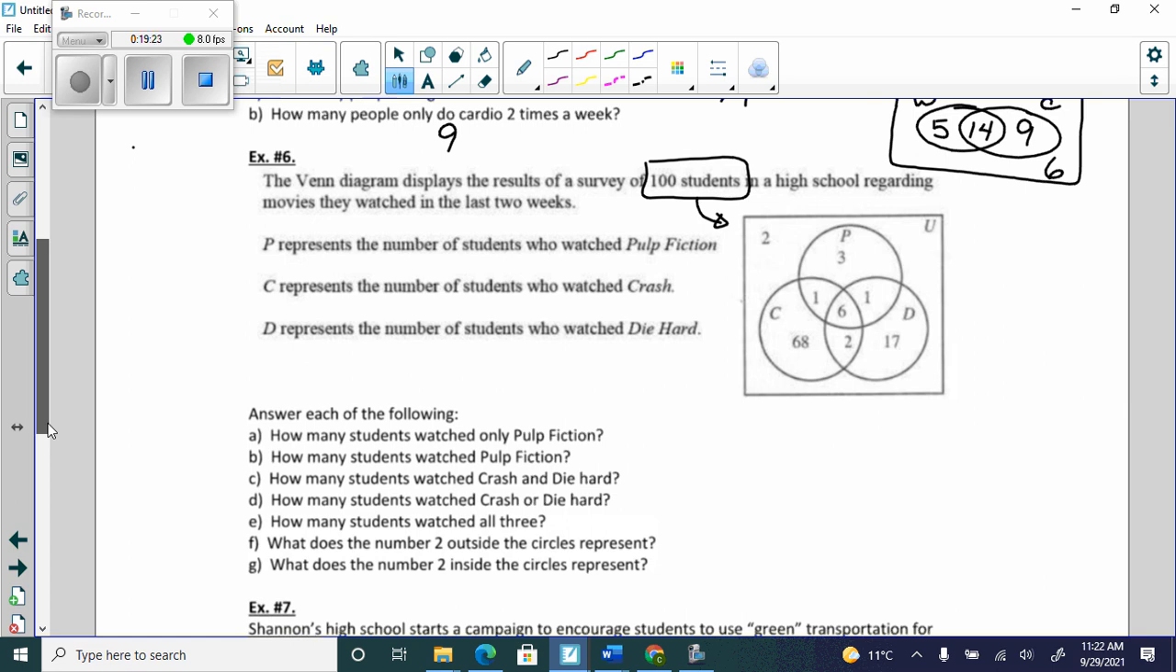So here it says, how many students watched only Pulp Fiction? Which number represents only Pulp Fiction? The 3. The one that's by itself.